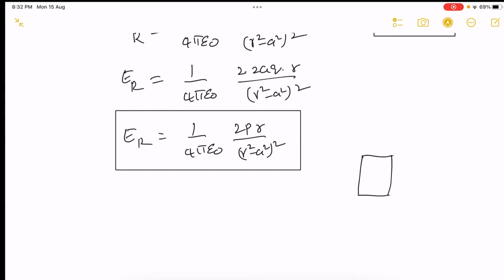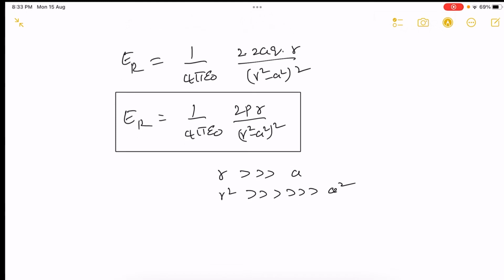In many situations, the mobile is too far away from the tower, that is at distance R. The mobile is a small dipole system. So compared to this distance, R is much larger. So R square becomes much larger than a square. In such a case, a square is negligible compared with r square, so this term is removed.